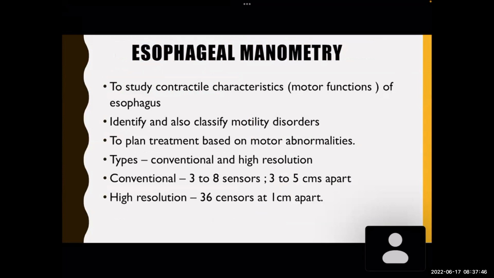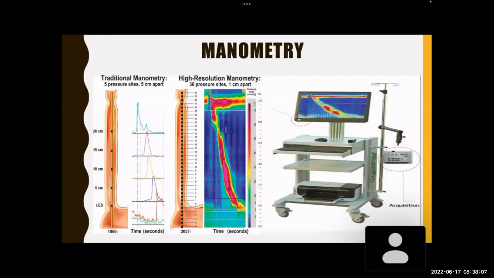As already discussed well by Dr. Swarup in the physiology topic, the conventional one uses 3 to 8 sensors placed around 3 to 5 centimeters apart, and the high resolution manometry uses 36 sensors placed 1 centimeter apart. So it can predict the motility disorder with high accuracy. These are the differences: traditional manometry uses sensors at 20 centimeter, 15 centimeter, and 10 centimeter from the incisor in the esophagus, with a gap of around 5 centimeter.